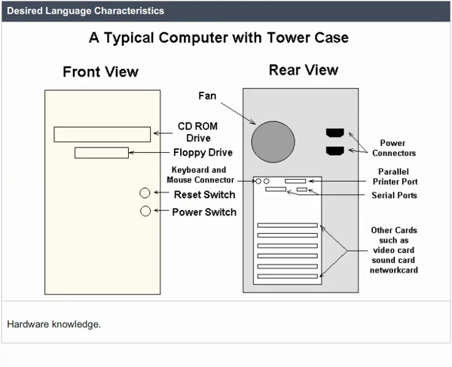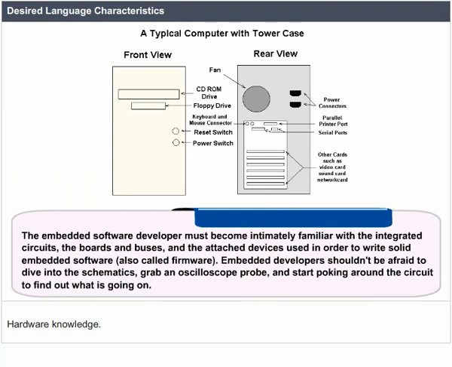Hardware knowledge. The embedded software developer must become intimately familiar with the integrated circuits, the boards and buses, and the attached devices used in order to write solid embedded software, also called firmware. Embedded developers shouldn't be afraid to dive into the schematics, grab an oscilloscope probe, and start poking around the circuit to find out what is going on.